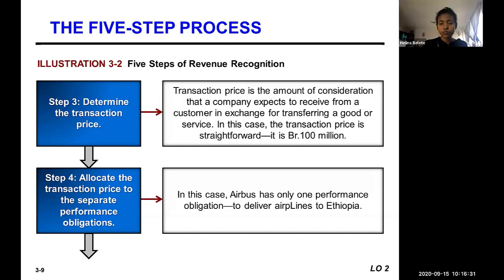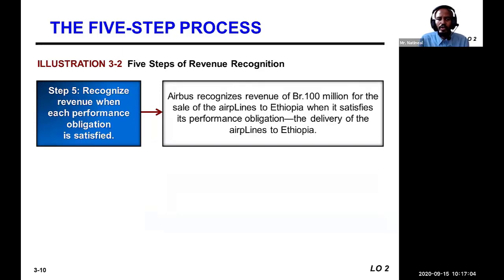Then allocate the transaction price to the separate performance obligations. In this case Airbus has only one performance obligation, to deliver airplanes to Ethiopia. There is only one performance obligation. So the final step: you have to recognize revenue when each performance obligation is satisfied.